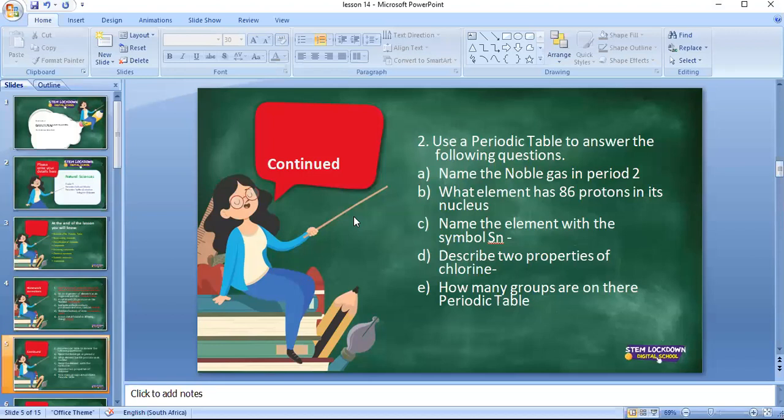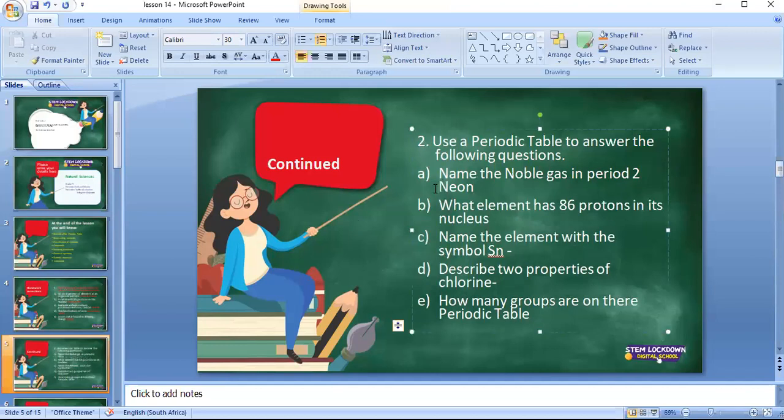So they say to you, Unkabetsi, and the rest of the class, use a periodic table to answer the following questions. Name the noble gas that is found in period two. Neon. Yes, the neon. And then, let me highlight it for the rest of the class. What element has 86 protons? Radon. It's radon.